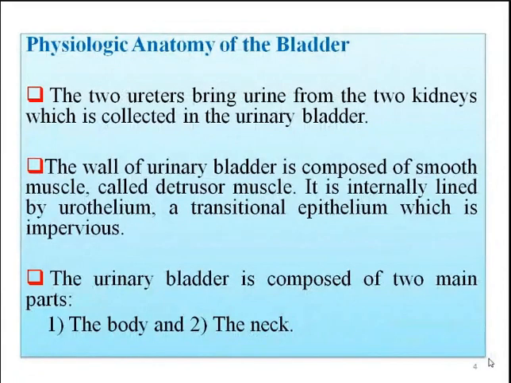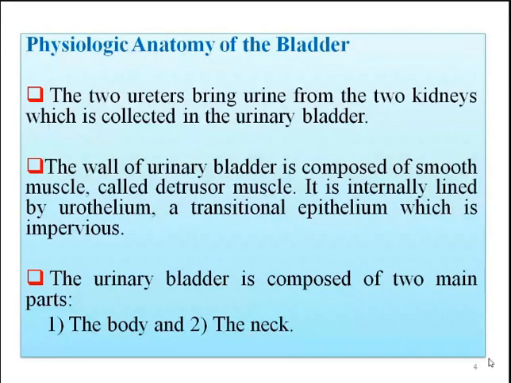Now let's see the physiologic anatomy of the bladder. The two ureters bring urine from the two kidneys, which is collected in the urinary bladder. The wall of the urinary bladder is composed of smooth muscle called detrusor muscle. Okay, so the smooth muscle of the urinary bladder is known as detrusor muscle.